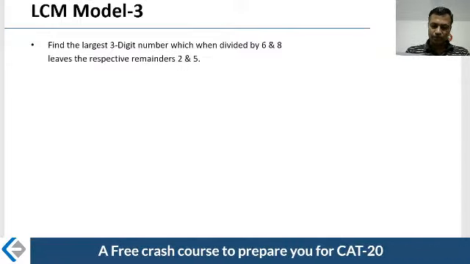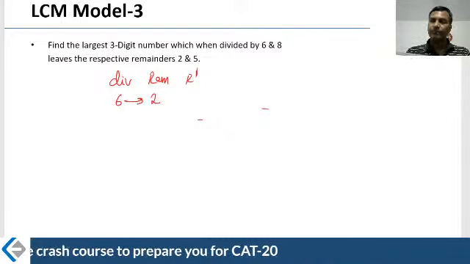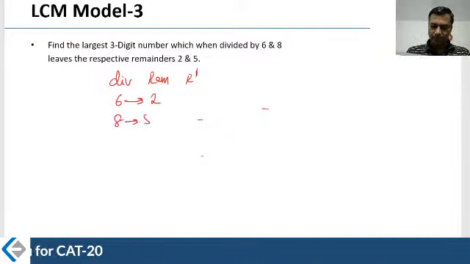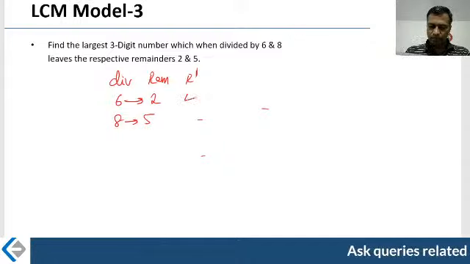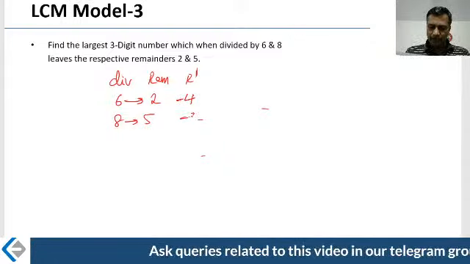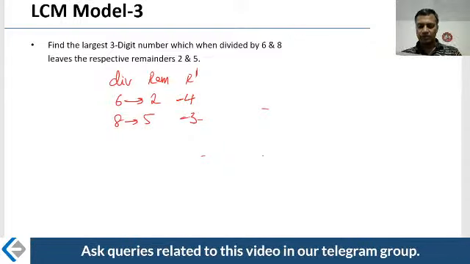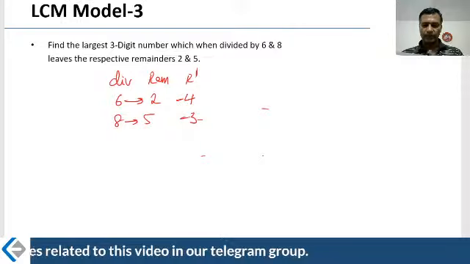Let's take this illustration here. You have the divisors, remainders, and let me write the negative remainder also. When divided by 6, 2 is the remainder. When divided by 8, 5 is the remainder. What is the negative remainder? Minus 4. And the other negative remainder? Minus 3. What are we trying to say? Neither the positive remainders are matching nor the negative remainders are matching. Therefore it's model 3.